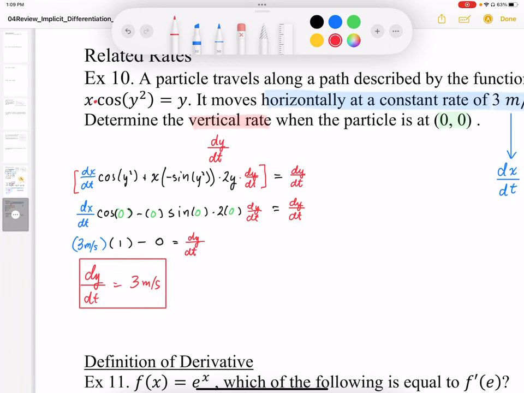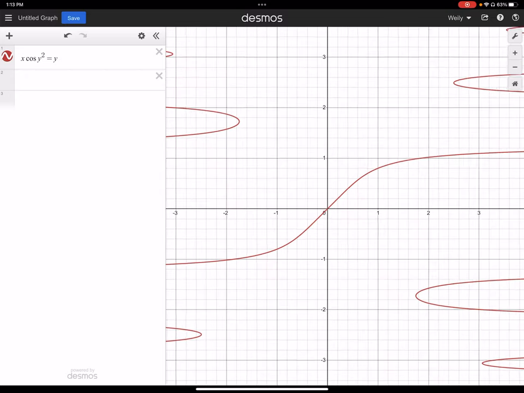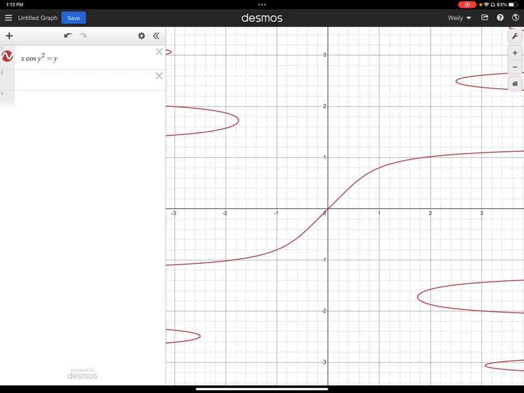Okay, so we're going to graph this. And when you take a look at the graph of this, you'll see that the slope through that point is going to be a slope of 1. So that's why the horizontal speed is the same as the vertical speed. So looking at that function, x cos y squared equals y, we can see that at (0, 0), the tangent line looks like it's about 45 degrees. So the rate at which it's moving horizontally is going to be equal to the rate at which it's moving vertically.